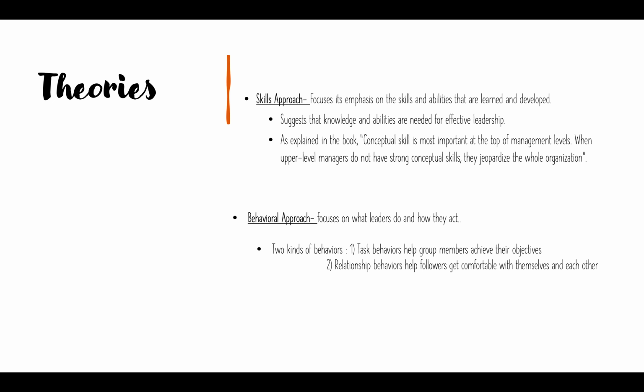The next approach is the behavioral approach. This focuses on what leaders do and how they act. The two kinds of behaviors are task behaviors and relationship behaviors. Task behaviors help group members achieve their objectives, where relationship behaviors help the followers get comfortable with themselves and each other.